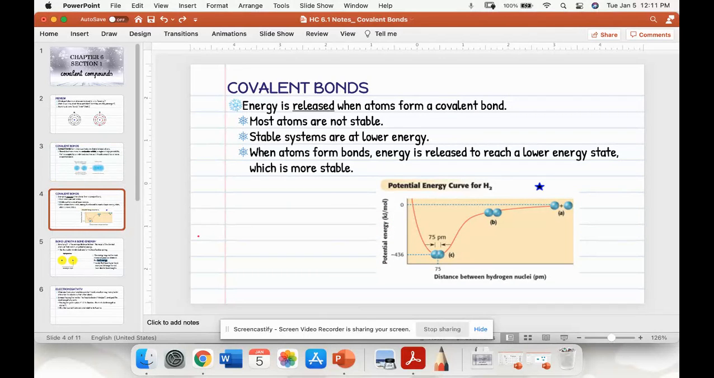When these bonds form, energy is released, and that's with kind of anything that happens ever. Energy is released when something happens. Most atoms on their own are not stable, so when they form that bond, they're more stable. The energy is released because the atoms are becoming more stable and reaching a lower energy.